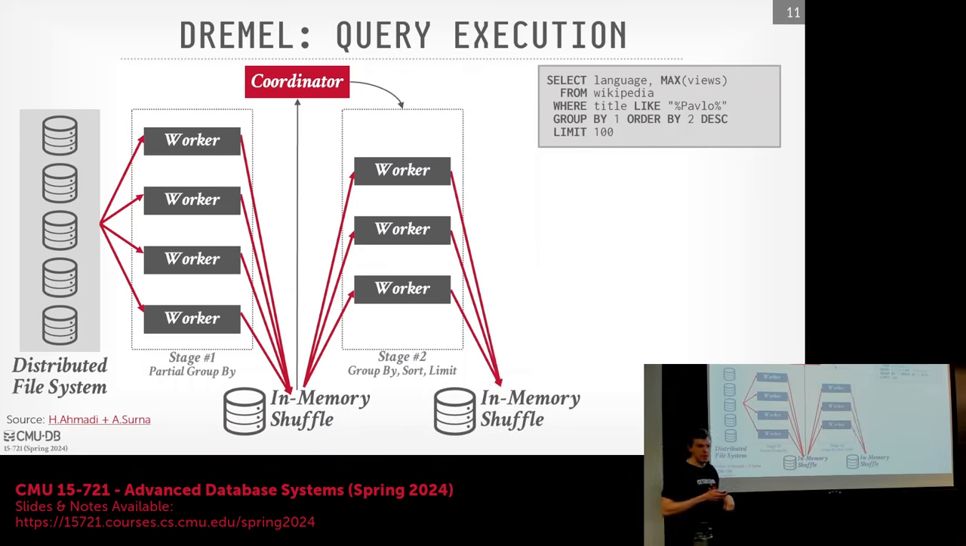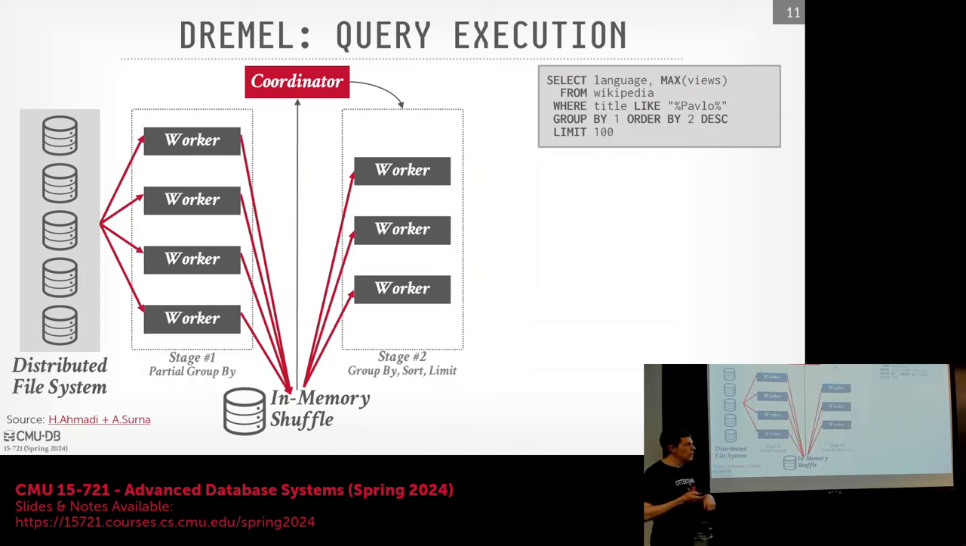Yes? Two questions. A, is the in-memory shuffle a single node thing, or is it spread across? The question is, is it single node or scaled out? Scaled out. Second thing, why have that? Why not just make them, like MapReduce does it, where the workers talk to each other? His question is, why am I doing this? Why have this extra step versus having the worker just pull the data from the worker itself?